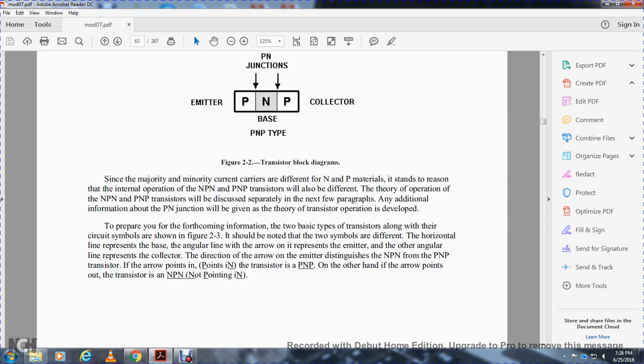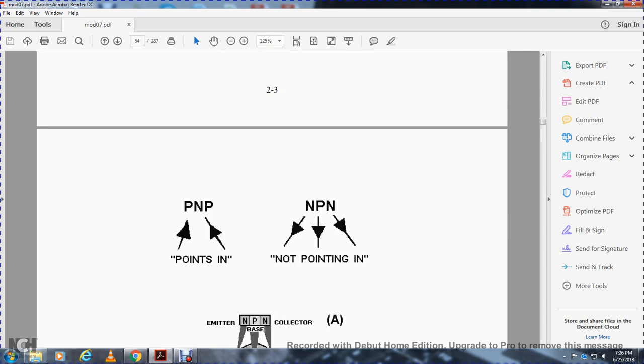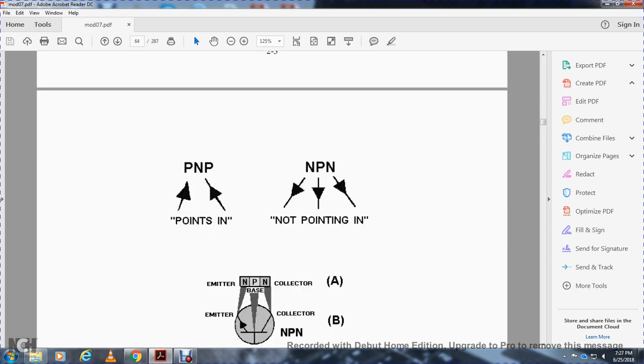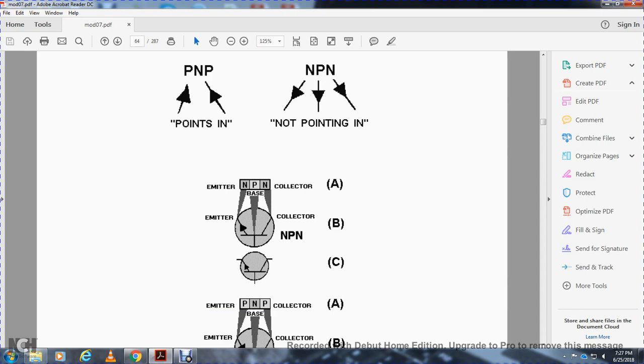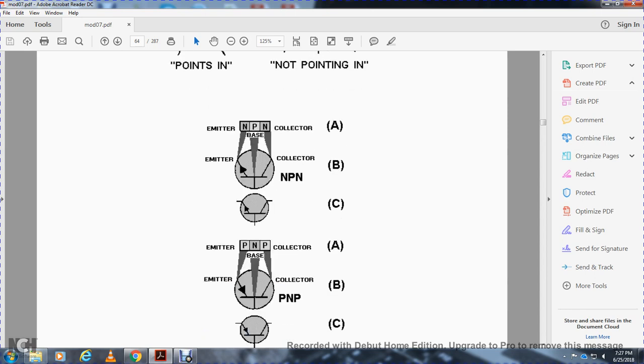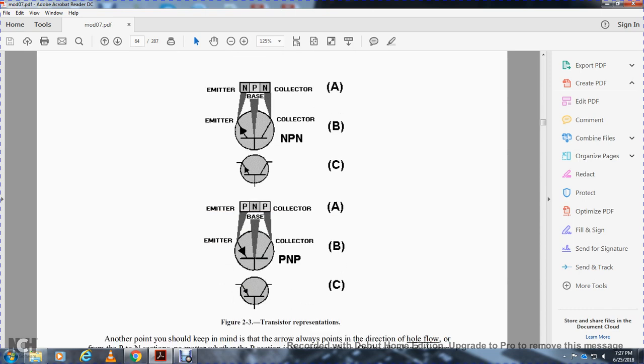On the other hand, the arrow points out of the NPN transistor, not in. So you have PNP pointing in, and NPN pointing out. Show the emitter, base, and collector of each.